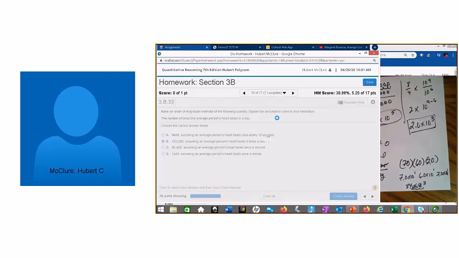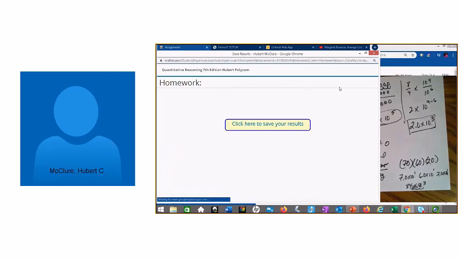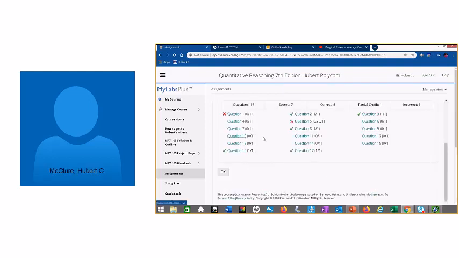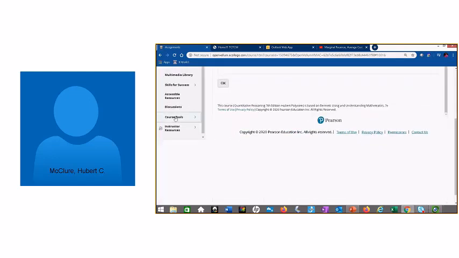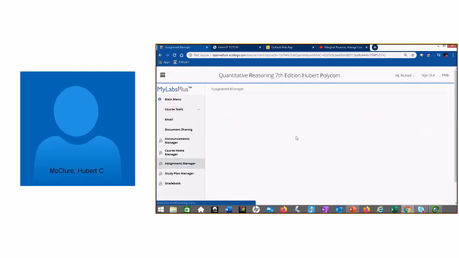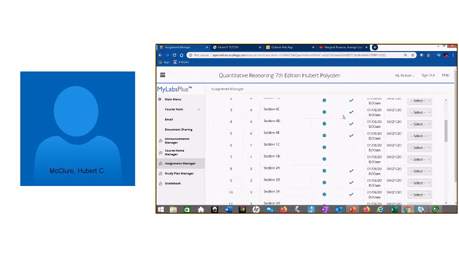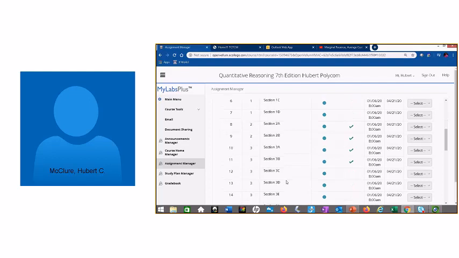How do I get out of this? Save. Yes. Come on. Yeah, I have to do that too. 10 through 16. So let me go out of this. Course tools, assignment manager. Take off 10 through 17. I hope it'll let me do it. If somebody's gone in and done it, then I can't do it. 10 through 17. Where is 3B?